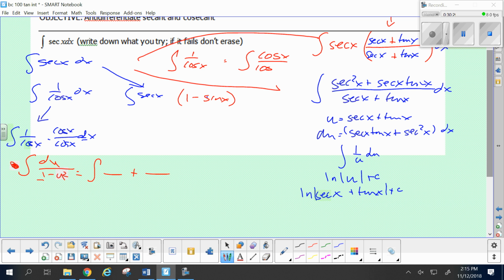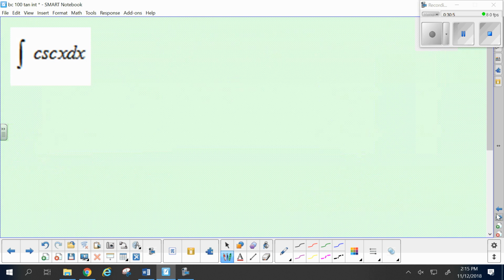Now that is how it comes about, and that is exactly what you get if you did partial fraction decomposition. It would get you there. But I would probably commit that to memory because I'm not expecting you to derive that every time. I just want you to know where it comes from, right? Use the same kind of thought process for the last one we don't know, which is cosecant, excuse me.